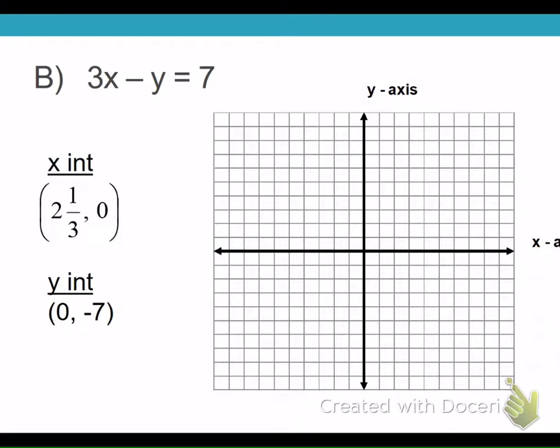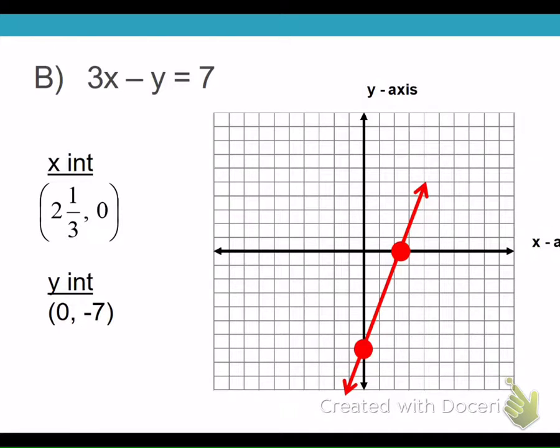So 2 1/3, you're going to go a little past the 2 on the x-axis, but not to the 3. You know what I mean? So write 2 and a little bit. Put a point. Go back to the 0, 0. Go down 7. Put a point. Connect those two.